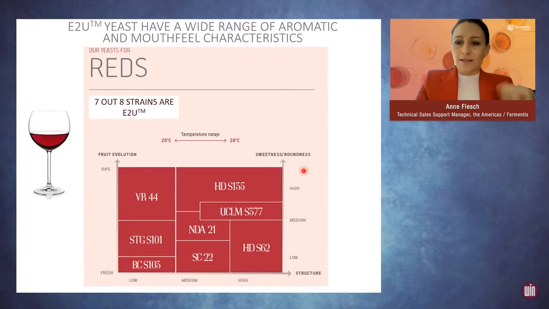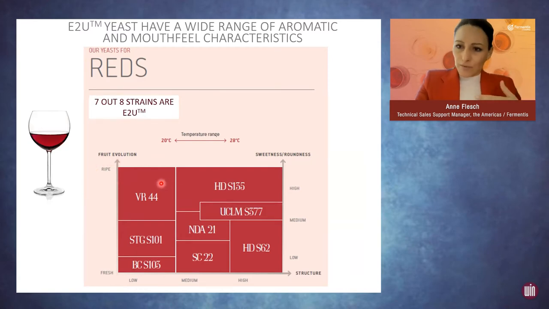Same thing for the red strains. Really, these are the strains that we recommend for red. You have different axes. Again, here, how much the yeast is going to improve the roundness, the mouthfeel perception of the wine. Horizontally, you have how much the yeast is going to improve the structure, not only the color, but also the tannin profile of your wine. And you also have on this axis the type of fruity profile that you can expect from this strain, whether it is fresh red fruit aroma, such as strawberry, or maybe ripe, more jammy type of aromas higher up here.